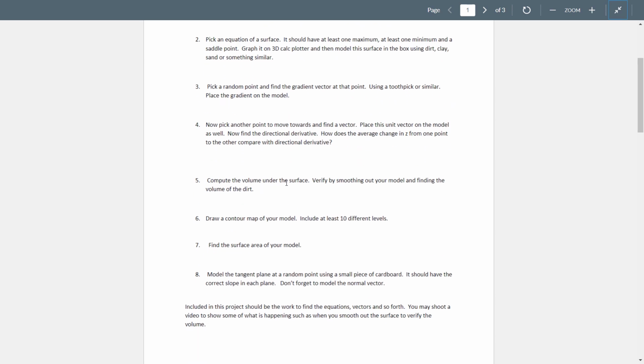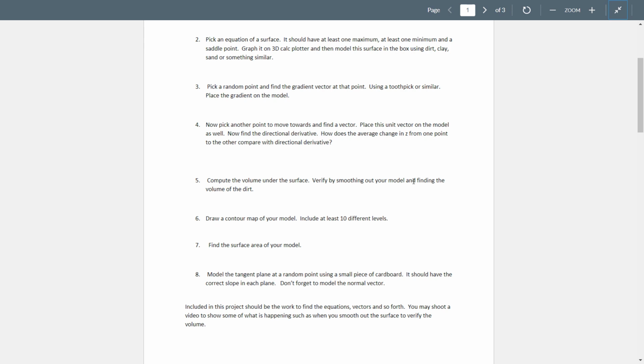Compute the volume. That's a double integral, obviously. Then you can verify it by smoothing out your sand, for instance, and finding the volume of the sand. If you knew the density of clay, you could weigh it and find out how much clay you used, and whatever. Lots of different ways to do it. One time, a person made a 3D print and put it in water, and the displaced water is also your volume.